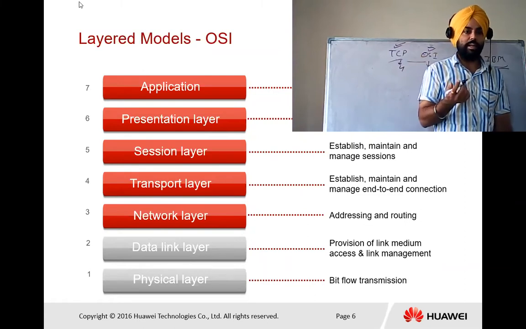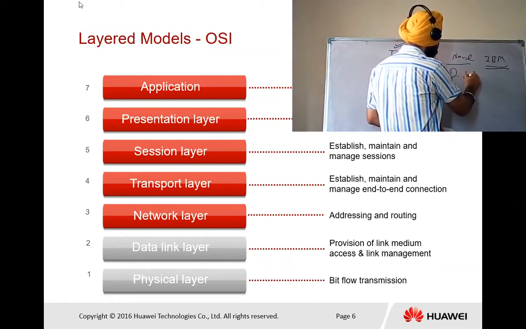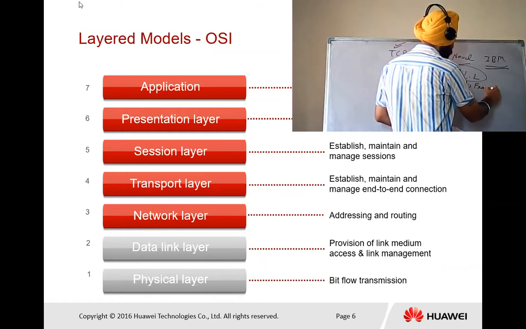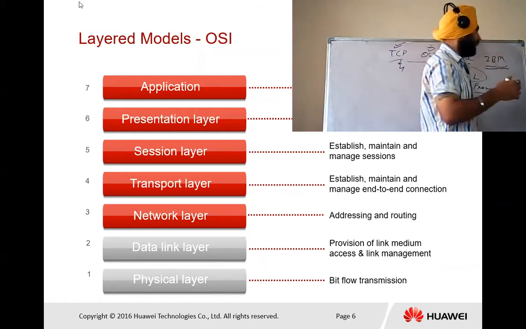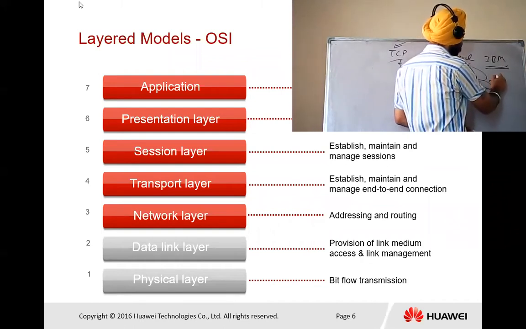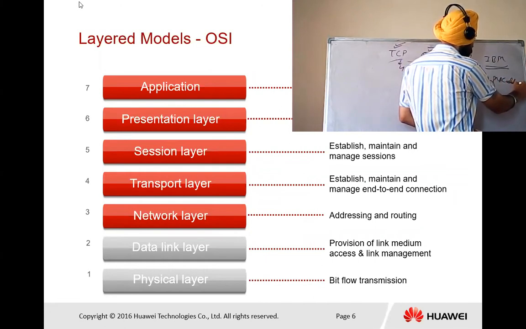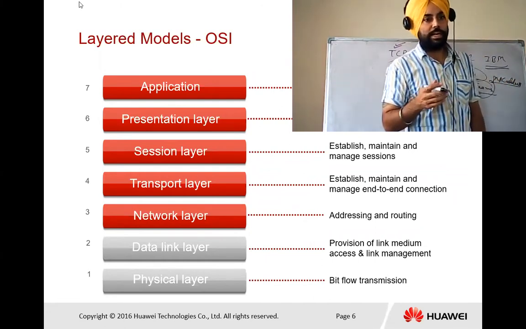Second, that is the data link layer. In the data link layer, data is transferred in the form of frames. At that time, we are talking about the MAC address.